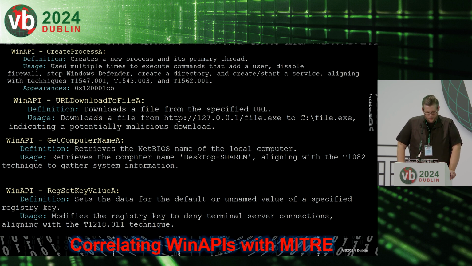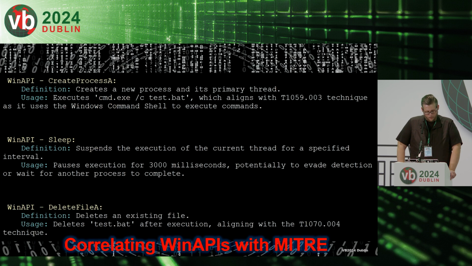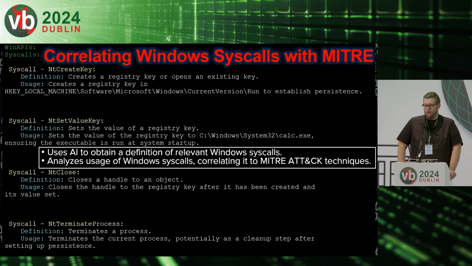So in this case, we have GetComputerName and SetKeyValueA, and we're seeing, again, the specific techniques and details there. So we have Sleep here. We have Sleep for 3,000 milliseconds, and we're being told that it could be used to evade detection or to wait for another process to complete. And with DeleteFileA, we see that a specific file is being deleted and the different technique that aligns with. And of course, we made a big emphasis on Windows syscalls, and so we support that as well.